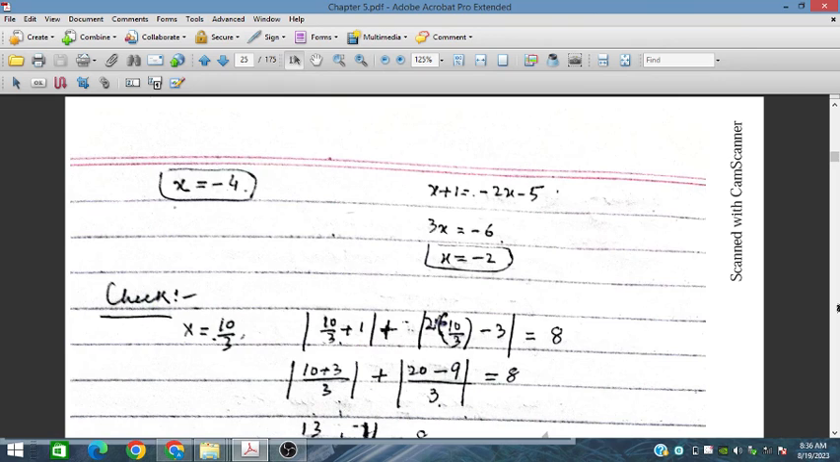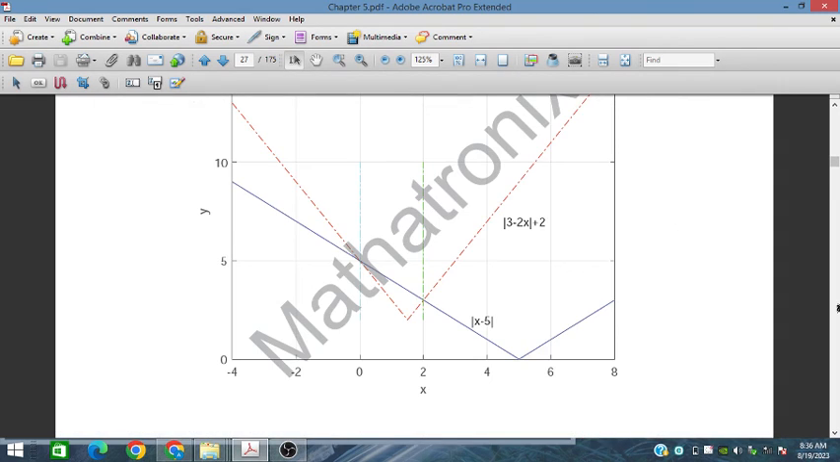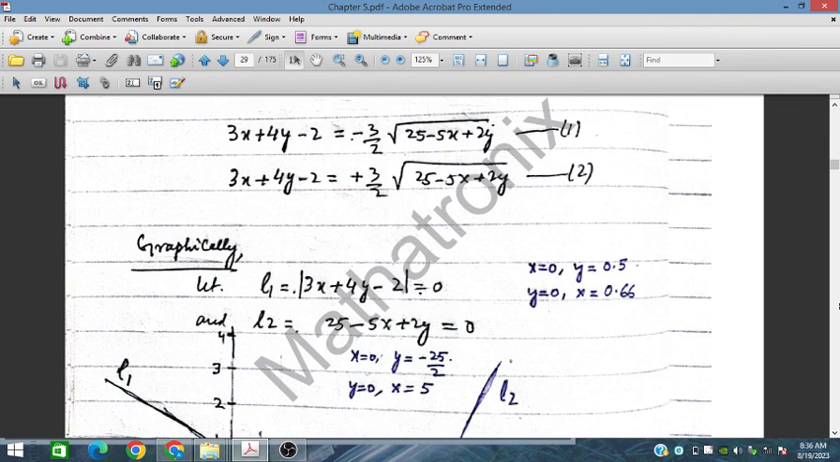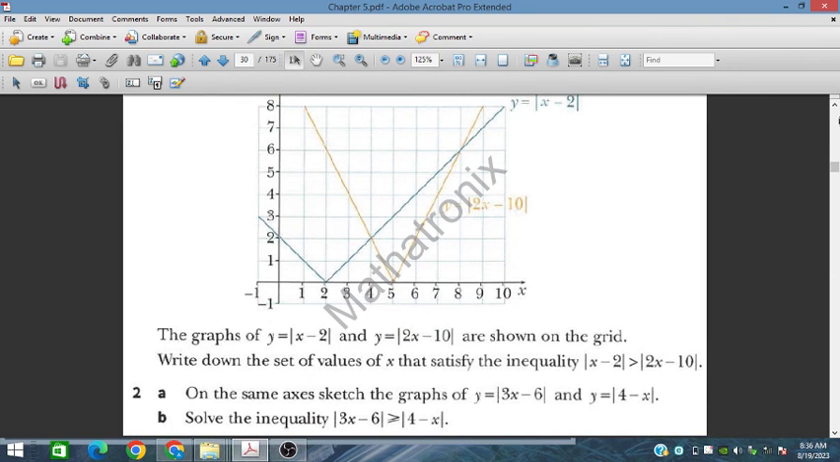Now move to question number 6, and similarly the other parts. So this is exercise 5.1. In the next section we will discuss 5.2.